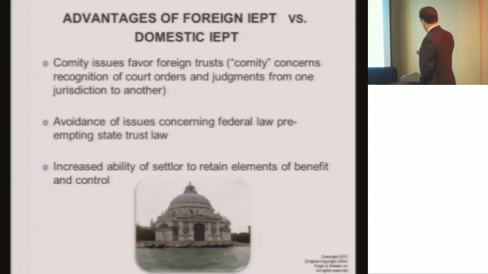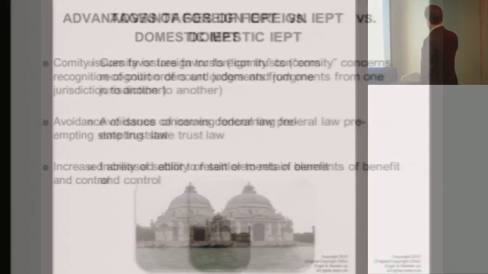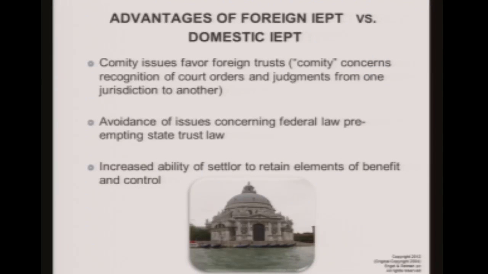One of the main reasons we prefer to go offshore is comity issues favor foreign trusts. That's the idea of whether or not the judgment rendered in the U.S. is going to be any good in that foreign jurisdiction. We don't want it to be any good if we're asset protection oriented. We don't want there to be comity.